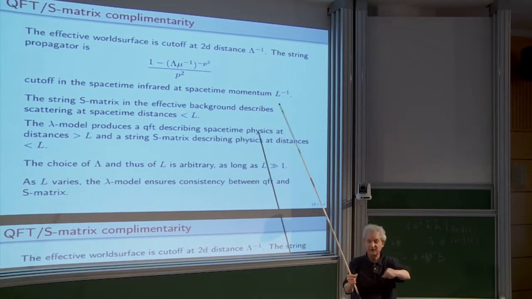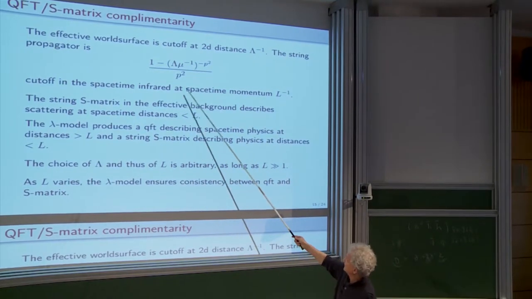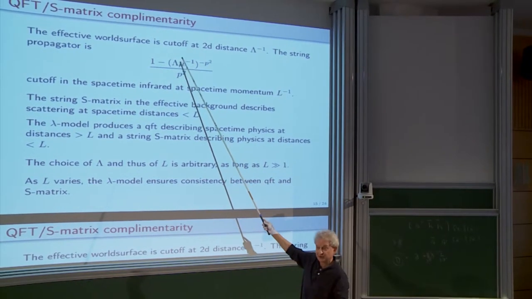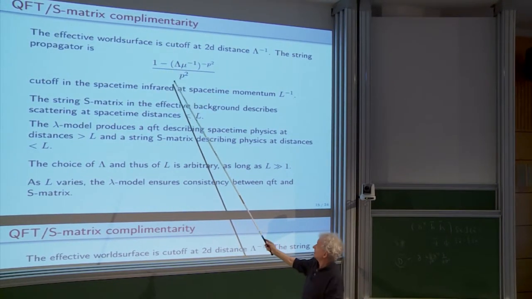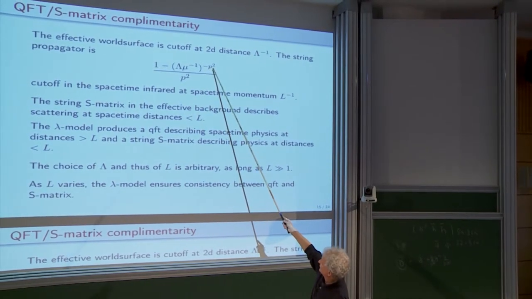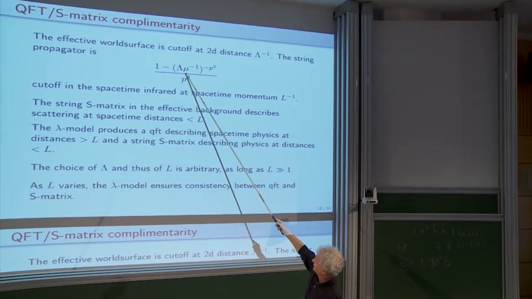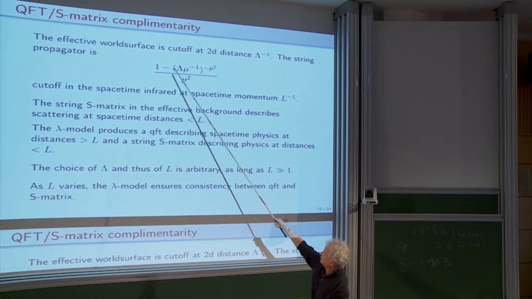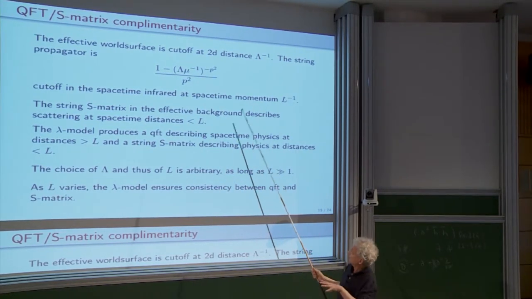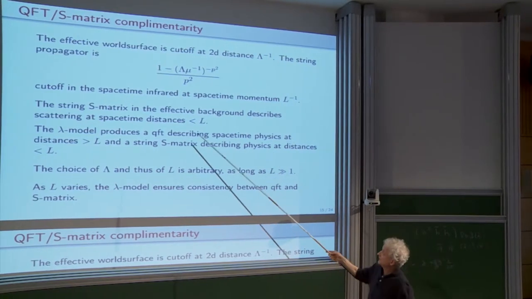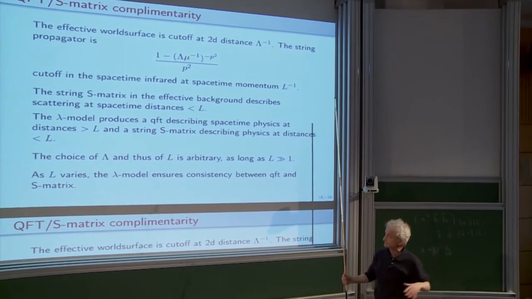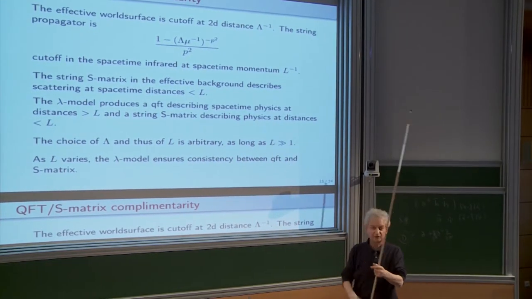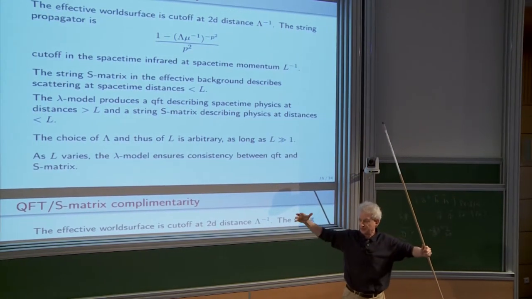And when we integrate over the moduli, say, for a tube in the world surface, we wind up with a propagator that is not 1 over p squared for each mode, but has a contribution, an ultraviolet cutoff in two dimensions. So you notice that for large p squared, the number in parentheses is very large. So for large p squared, we just get the 1 over p squared. But for small p squared, the pole is eliminated. So we have, in the string theory in this effective world surface, a cutoff in the spacetime infrared. So this effective string S matrix only describes scattering at spacetime distances up to big L.